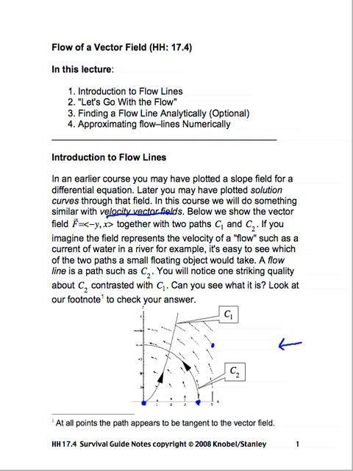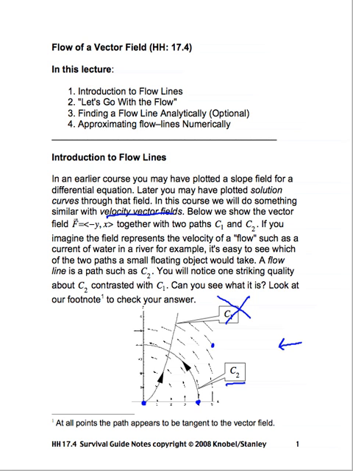And you can see quickly that you would eliminate path C1, because certainly if you place a boat at the origin, and this is the direction of flow of the river current, the boat is not going to flow along path C1. So C1 is a path, but not a flow line. But in C2, you can see that this path is the path that the particle would move through this river.